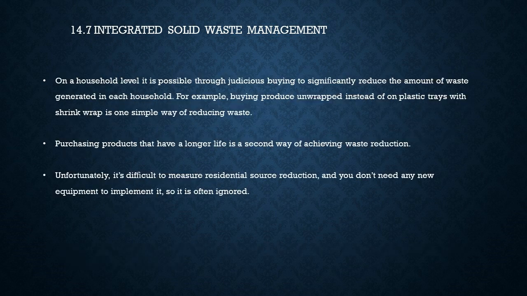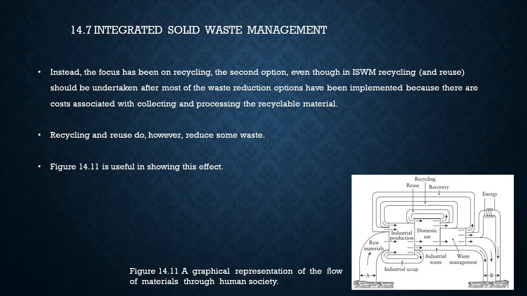At a household level, it is possible through judicious buying to significantly reduce the amount of waste generated in each household. For example, buying produce unwrapped instead of on plastic trays with shrink wrap is one simple way of reducing waste. Purchasing products that have a longer life is a second way of achieving waste reduction. Unfortunately, it's difficult to measure residential source reduction, and you don't need any new equipment to implement it, so it is often ignored. Instead, the focus has been on recycling.